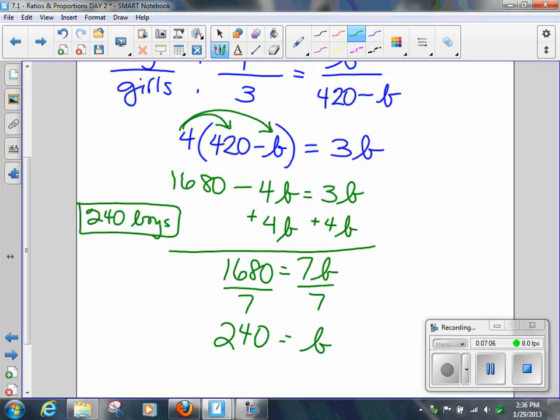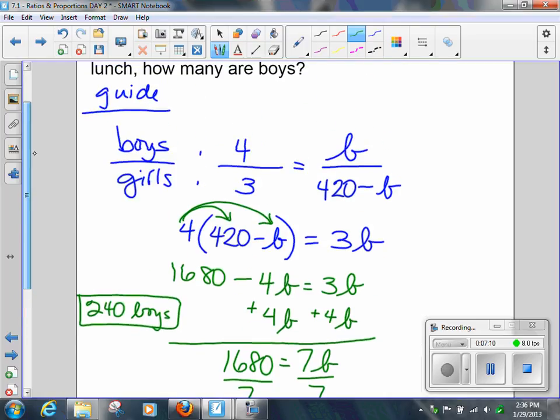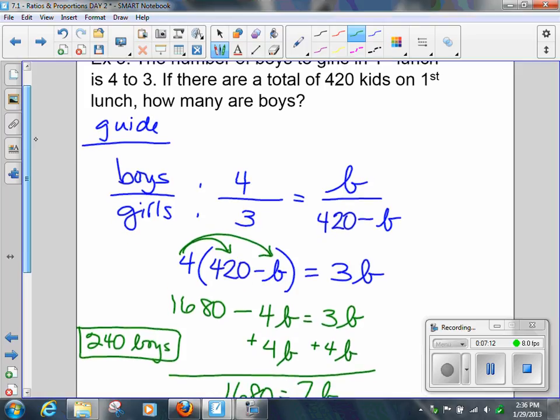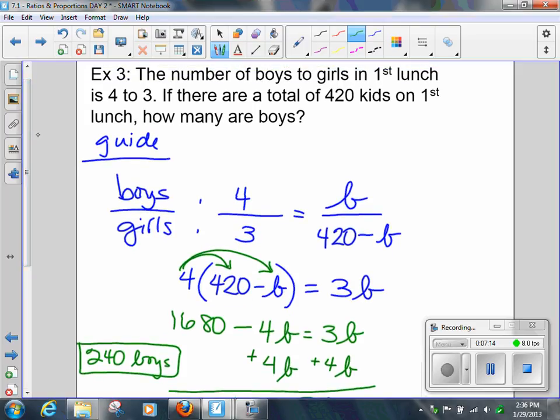Now, think on that. Think what we did. What happened? 420, I distributed. The hardest part was probably setting it up, don't you think? This problem, the equation looked complicated, but it wasn't. Just distributive property.